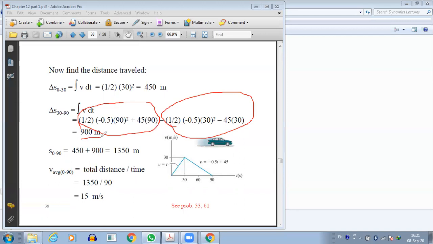So substitute the values and you will get delta S. The total delta S will be the distance traveled from 0 to 30 plus the distance traveled from 30 to 90. That will be 450 plus 900, which is 1350. And the average velocity will be the total distance divided by the total time, which will be 15 meters per second.